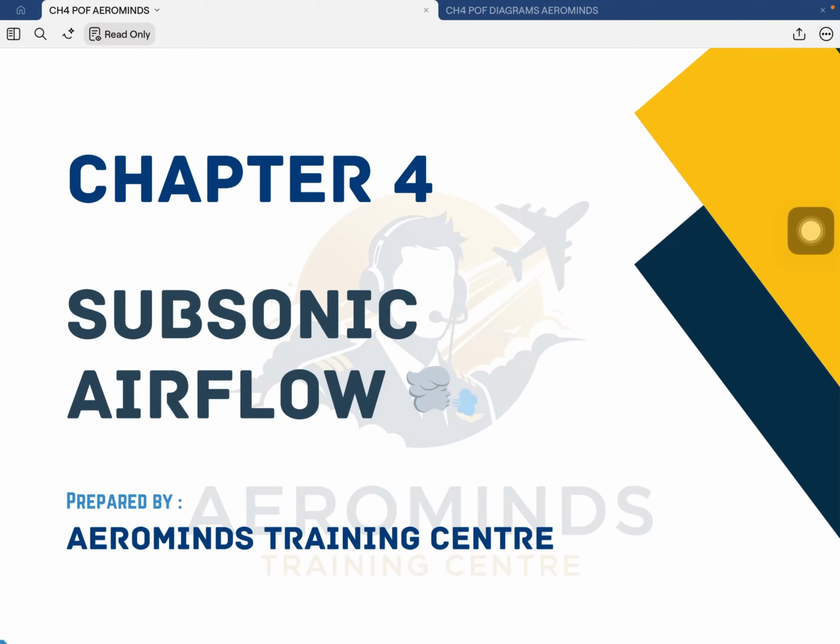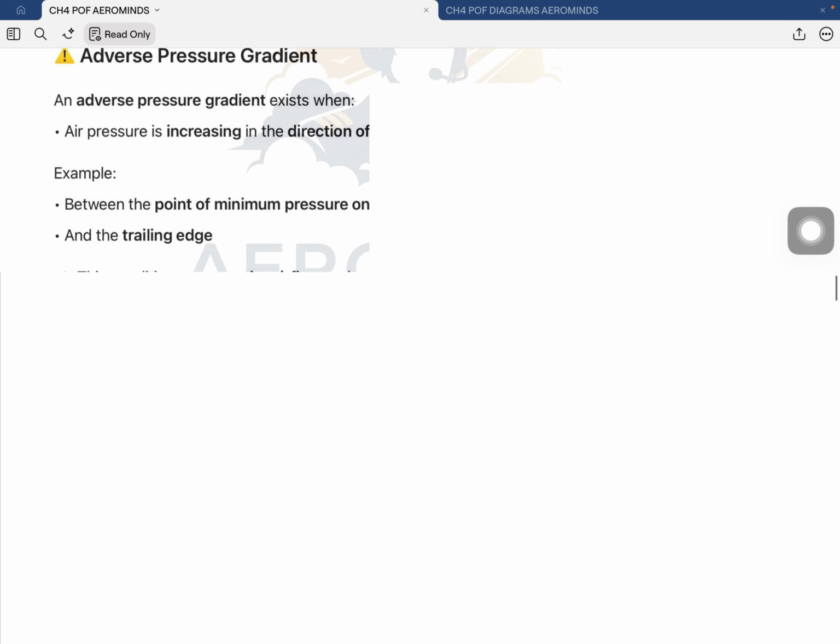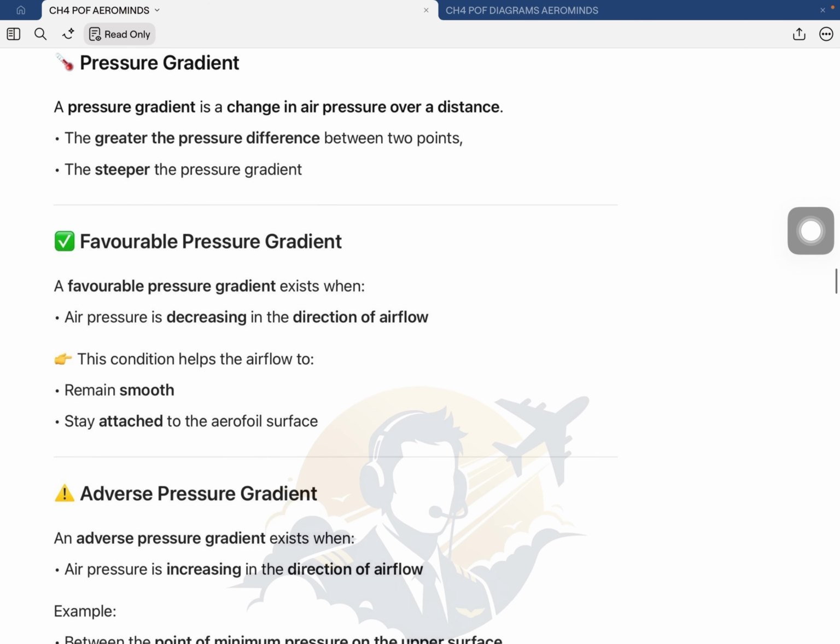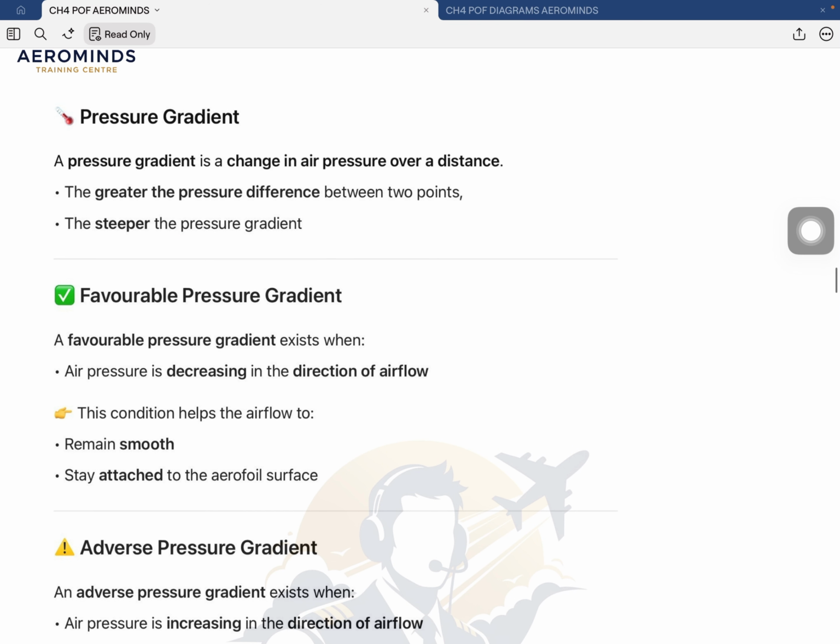And today we are going to talk about subsonic airflow part 3. And the chapter is 4 of the principles of flight. And we have already done two parts of this chapter. And we are on the last part, which is the third part. And so we are going to talk about something known as pressure gradient today, which is a very important concept in aerodynamics. And also, it directly connects to airflow over the wing, the boundary layer behavior, and also finally the stall, which is obviously one of the most important topics for your exam and also for your safe flying.